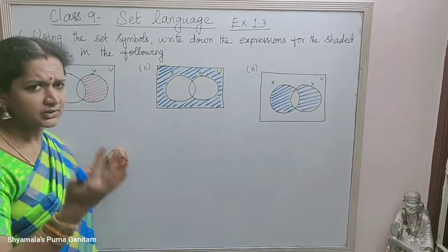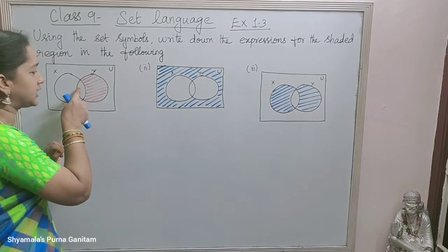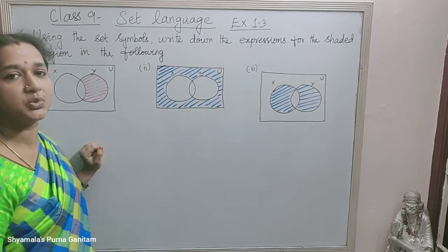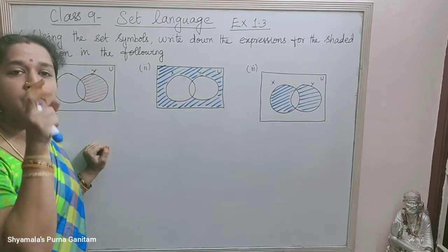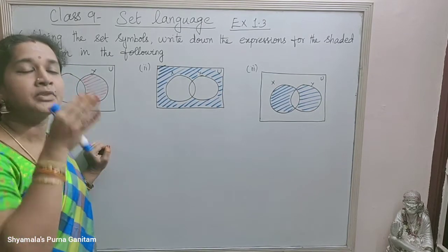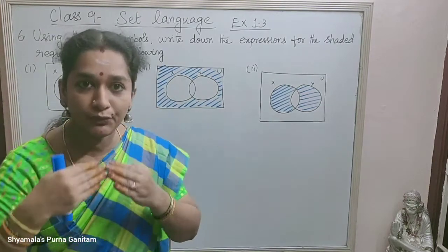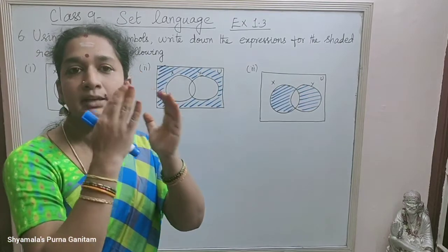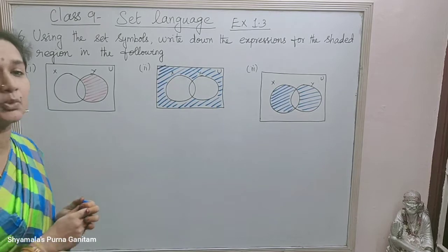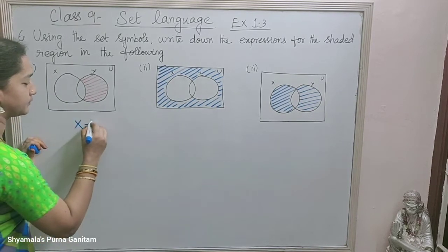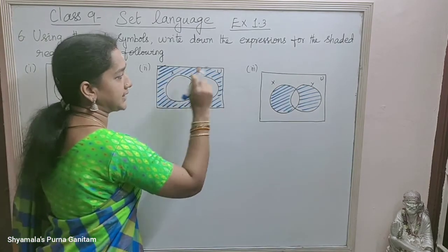So, this one is fully the X set, and only this Y part, that is the intersection part, is not there. So this one is X minus Y. When you take two sets, we take the common elements from both sets and we remove them. Whatever common you have, you remove from the first set and write only the remaining elements of the X set. So it is like this only. This one is X minus Y. Okay, understood?